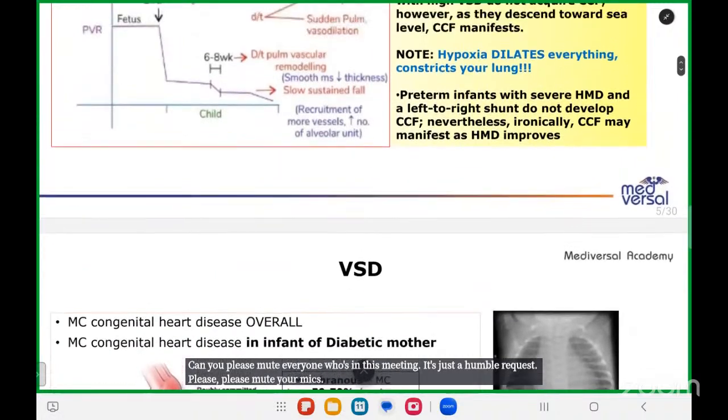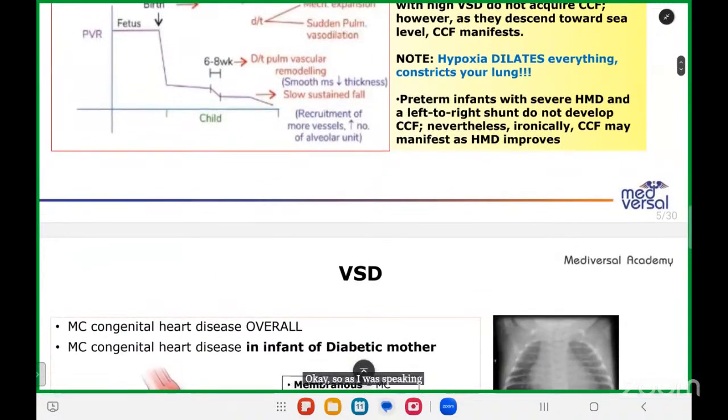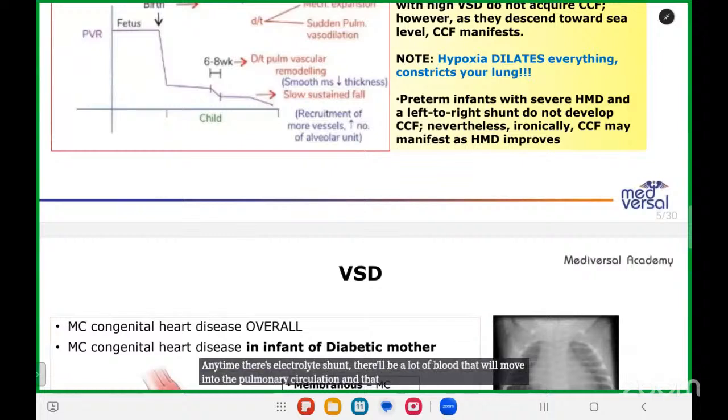So as I was speaking, anytime there's a left to right shunt, there will be a lot of blood that will move into the pulmonary circulation, and that will be again brought back to the left side of the heart, and the left-sided chamber enlargements will happen. Because of the left-sided chamber enlargements, these kids will present with frank CCF-like features. There'll be pulmonary plethora, which you'll find on X-ray.